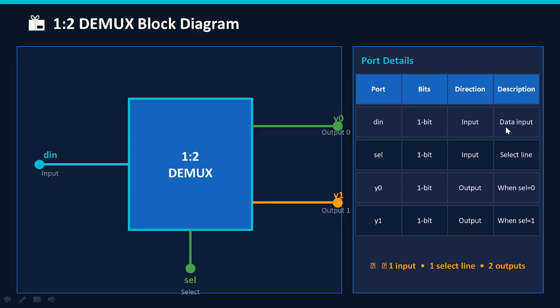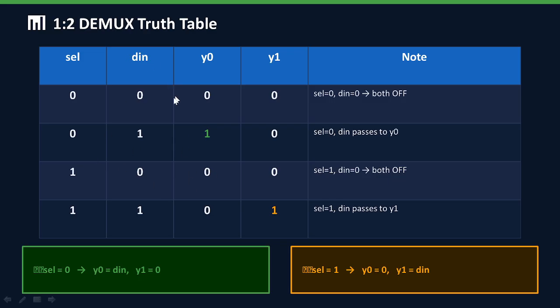I will explain this when I explain the truth table. This will be our truth table of the 1:2 DEMUX. How does this work? Same as in the multiplexer, this is also based only on the select lines. See here, if your select line is 0, then you are going to get Y0 as D in.